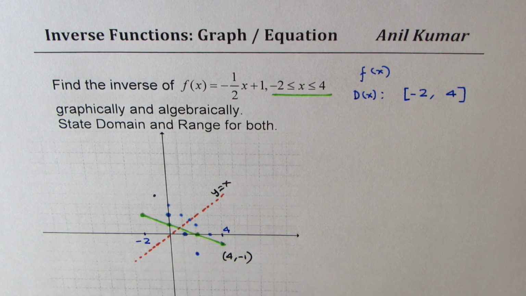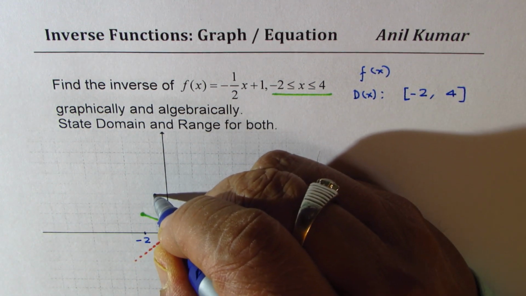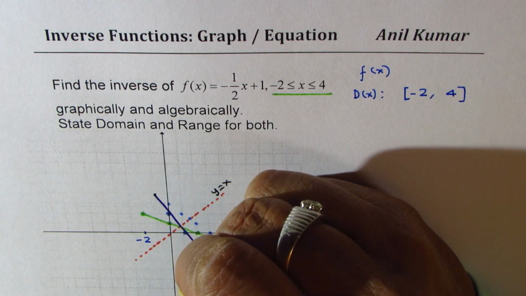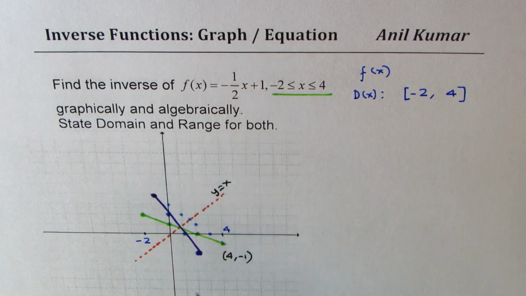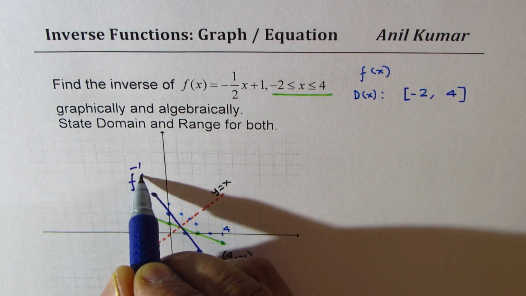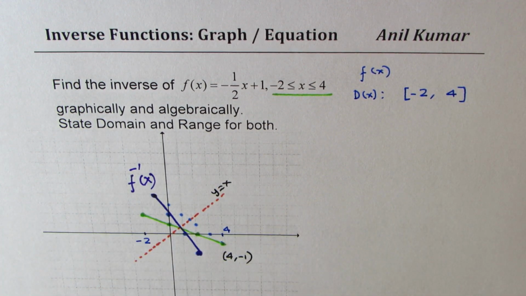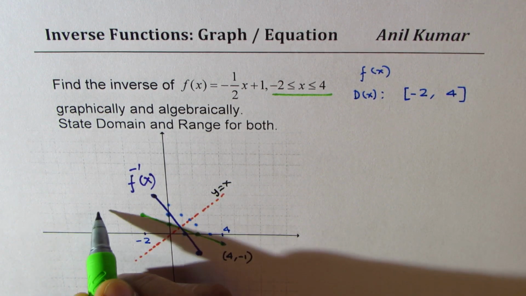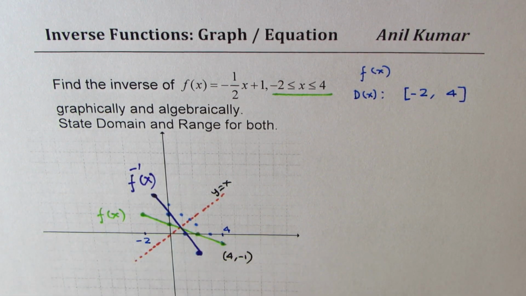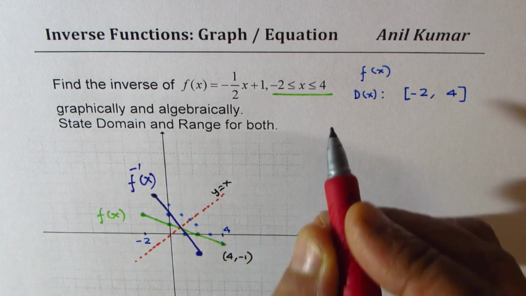So the line which you get as a reflection on y equals x can now be drawn as this line. Okay. So this is your f inverse. Inverse is a function in this case since the line passes the horizontal line test, right? Okay. So graphically we have already shown the inverse of the function. Now let's do it algebraically.